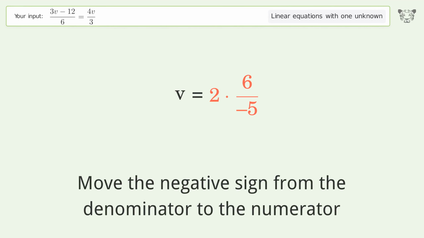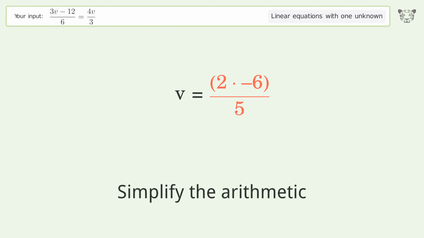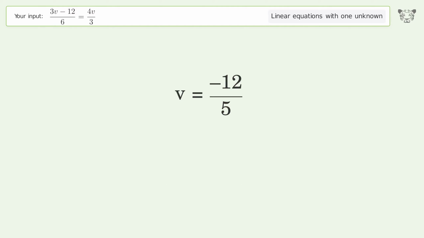Move the negative sign from the denominator to the numerator. Multiply the fractions. Simplify the arithmetic. And so the final result is v equals -12/5.